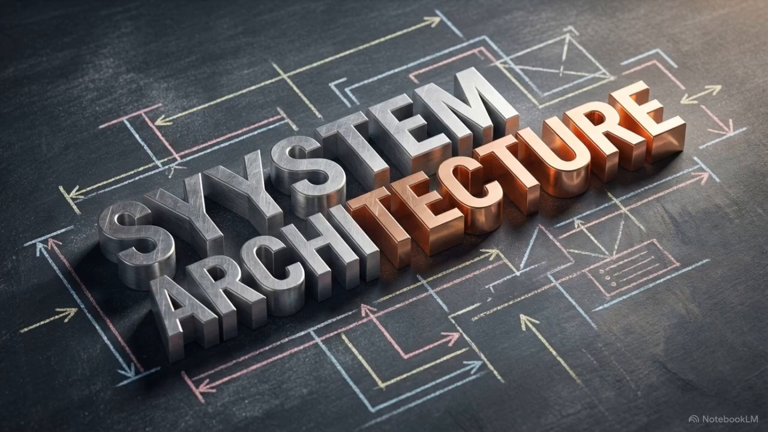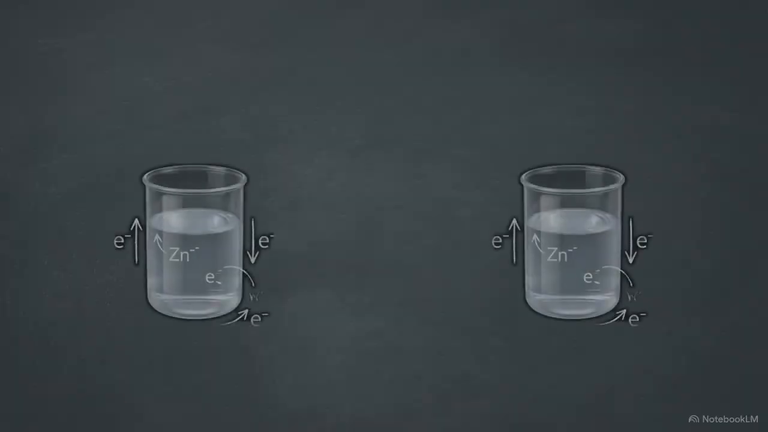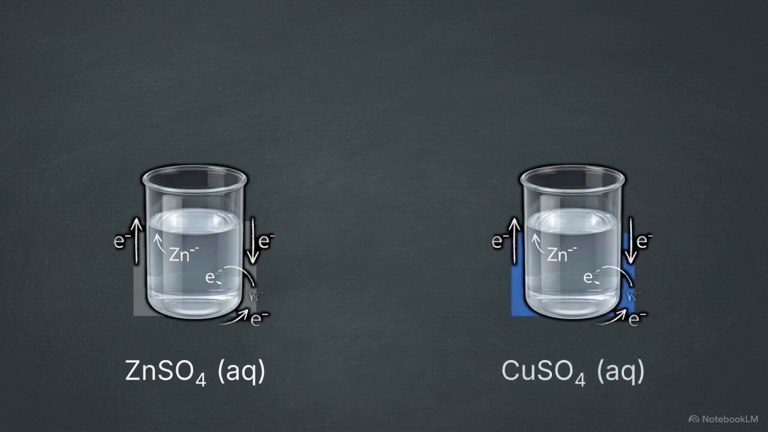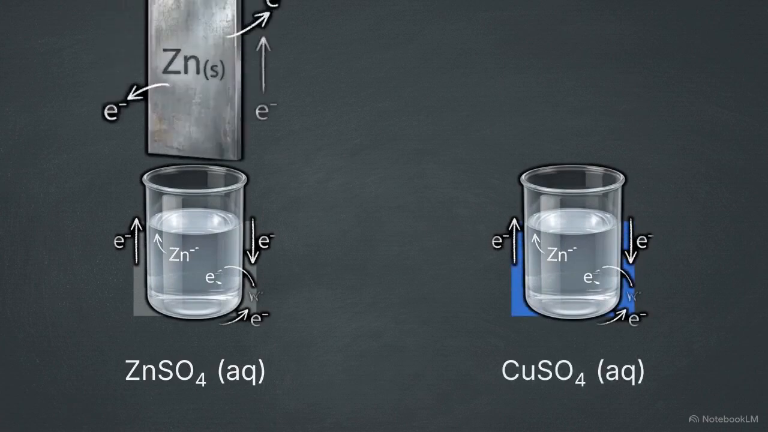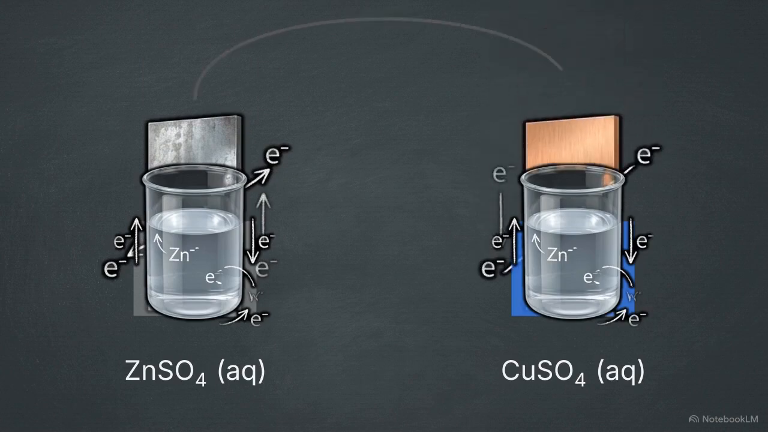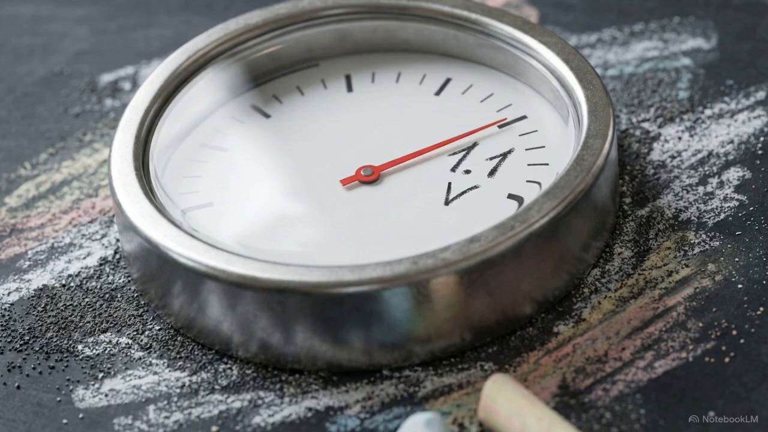This isolated configuration is known as the Daniell cell. In one beaker, we place a solid zinc rod into a solution of zinc sulfate. In the adjacent beaker, a solid copper rod sits in a solution of copper sulfate. We then bridge the gap between these two isolated metals with an external conductive wire, placing a voltmeter in the middle to measure the pressure of the electrons moving through the circuit.